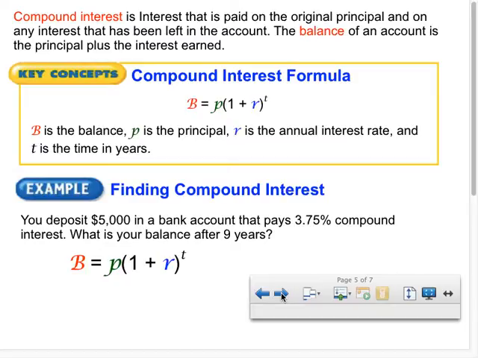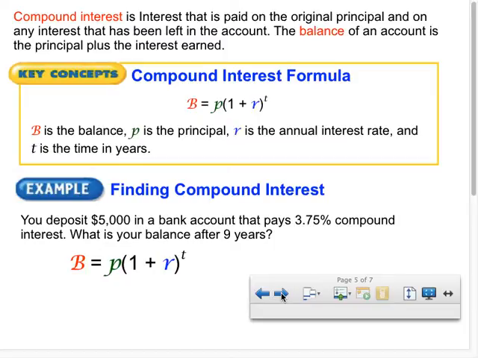So I'll read it again. Compound interest is the interest that is paid on the original principal and on any interest that has been left in the account. The balance of an account is the principal plus the interest. Okay? So remember when I was asking the earlier problems, what did you pay back to the bank? You have to take the interest and then add it back to the principal. Well, this formula is a little different. This formula gives you the principal plus the interest together. So if the question asks you for the interest, you have to think about what you've just calculated.